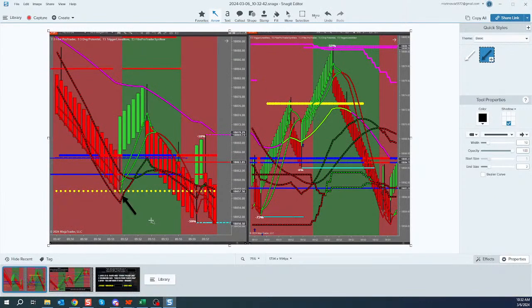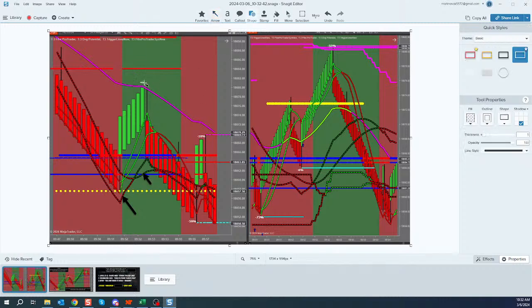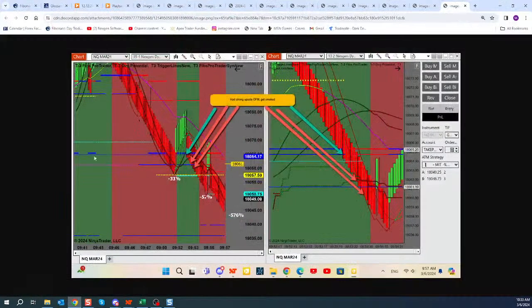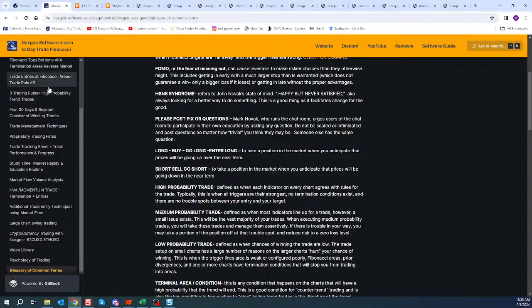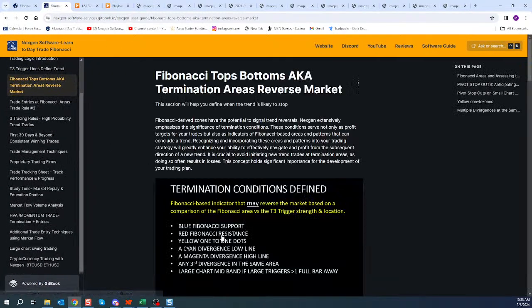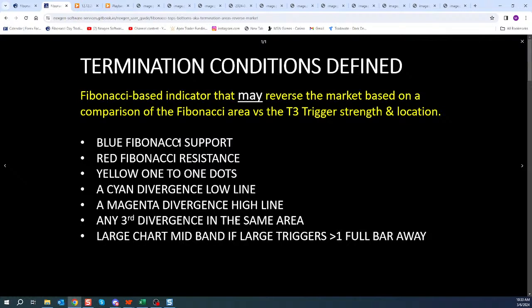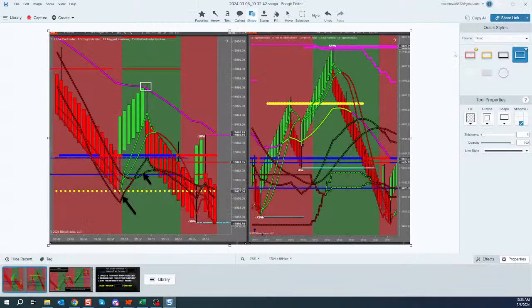I love the termination. That's a good look, right? That's a good look. Dig it. I like the momentum. That's a good look. And then Gino, price reaches a midband. Large triggers are a full bar away. So one of the things that happened here is we traded right into a termination condition. Do you see it?